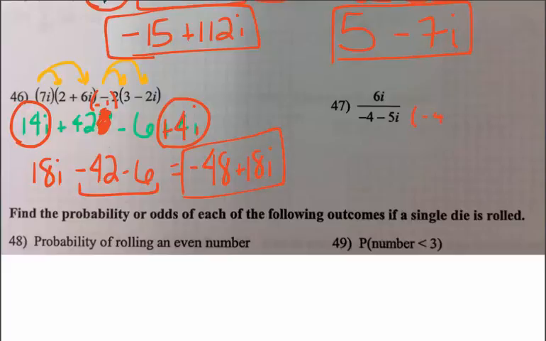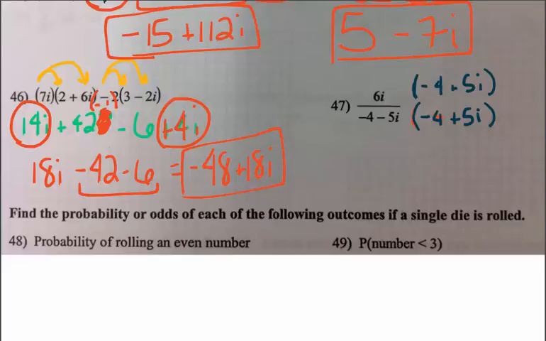Sounds really fancy, not super hard. Let me pick a different marker. There we go. The conjugate of the bottom, all that means is you got to change the sign that's in the middle. Okay, if it says negative 4 minus 5i, then I'm going to multiply by negative 4 plus 5i.